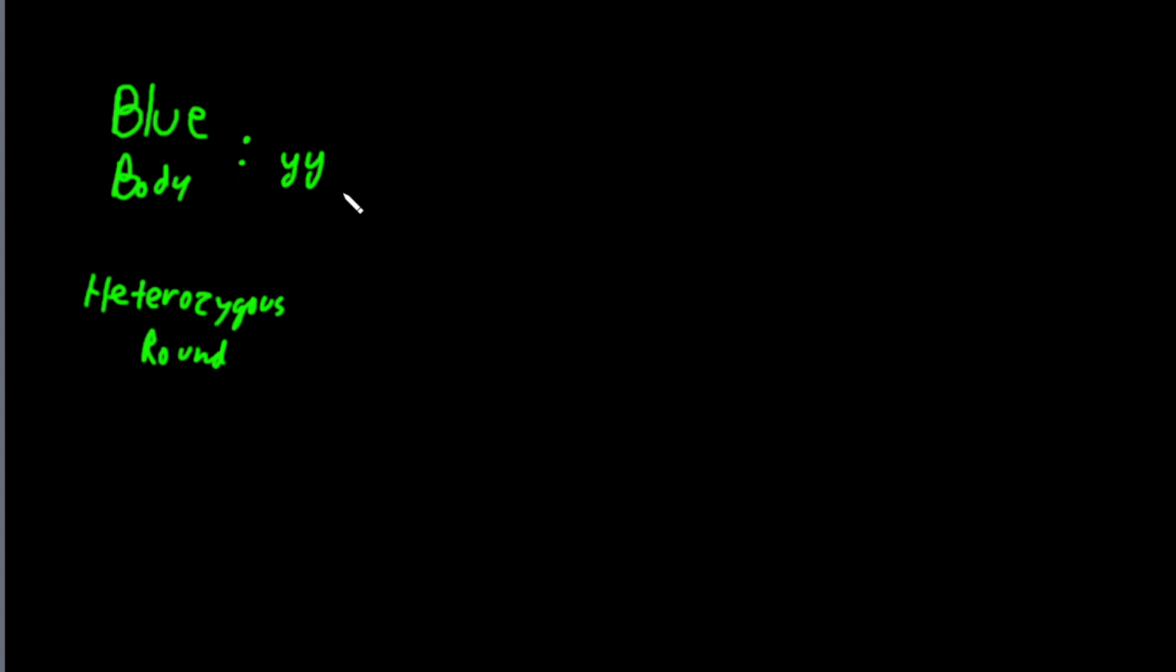That is the only way that a blue body phenotype can be seen, if we have a homozygous recessive genotype, little y, because if we had a capital Y at all, it would be the dominant gene and would express itself as a yellow body. So blue body is going to look like that. Now heterozygous round, hetero of course means different, so we'll have one uppercase and one lowercase. And I see that round eyes are represented by the letter R. So capital R, lowercase r.